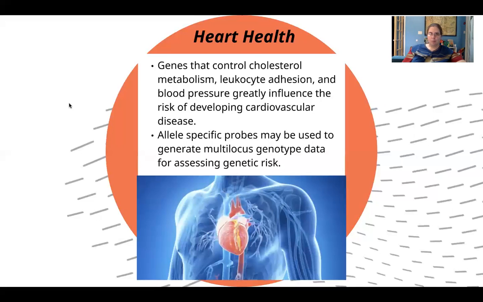So heart health. Genes that control cholesterol metabolism, leukocyte adhesion, and blood pressure greatly influence the risk of developing cardiovascular disease. So what that means is we do have genes that affect the likelihood of certain heart issues like heart disease or heart attacks, things of that nature. So we have genes that control how effectively we can break down cholesterol. That's the cholesterol metabolism. Or leukocyte adhesion. So how sticky are our blood cells? Do they want to stick together all the time or only some of the time, like when we're clotting?